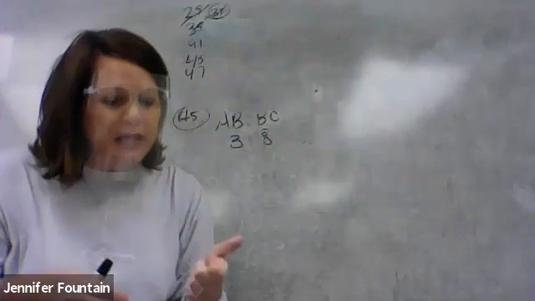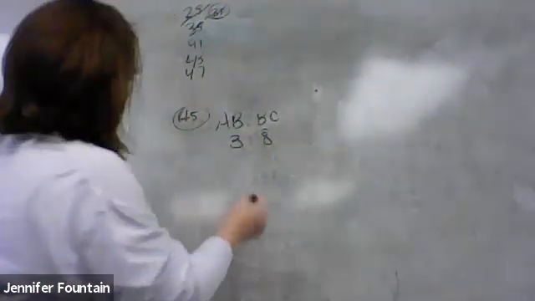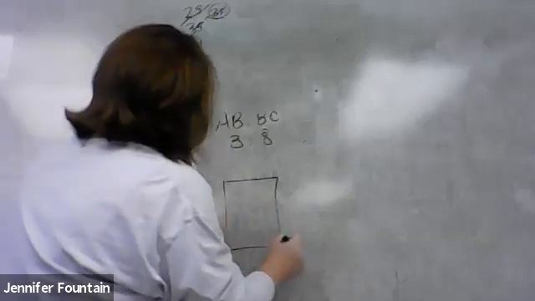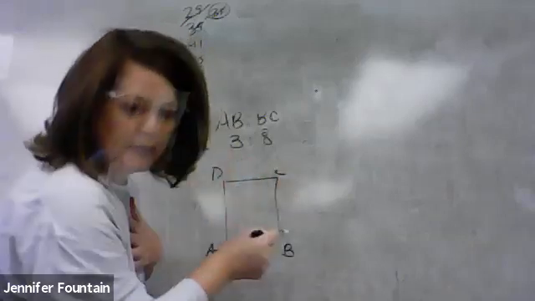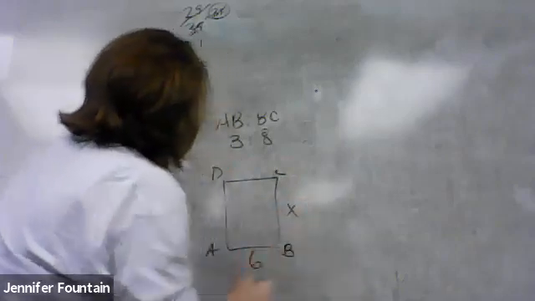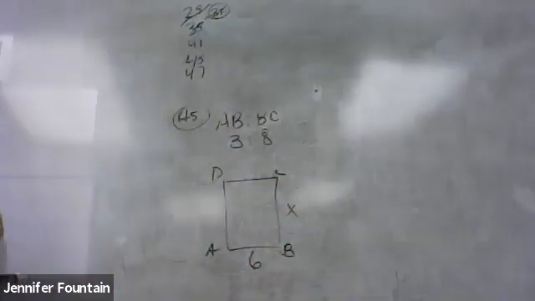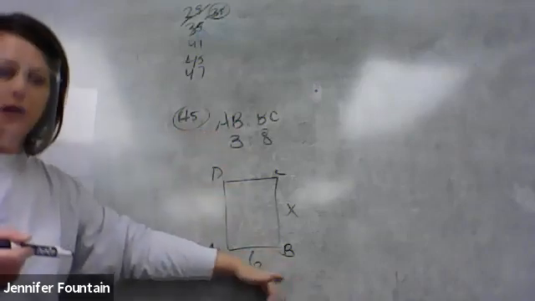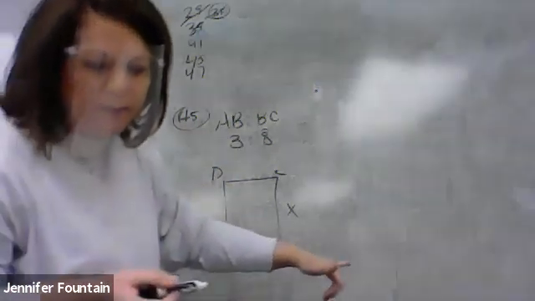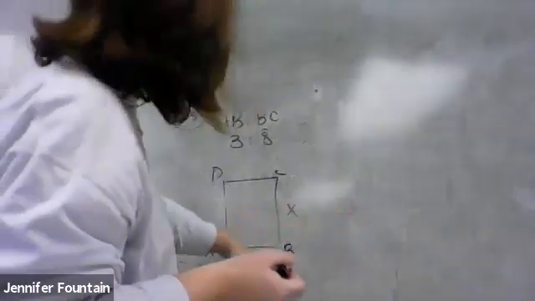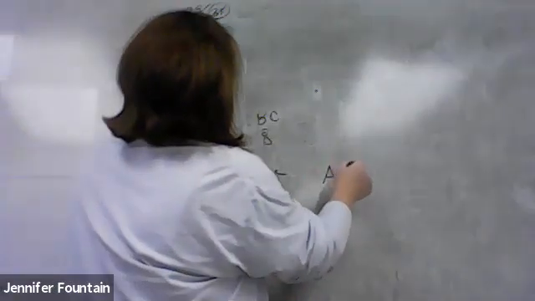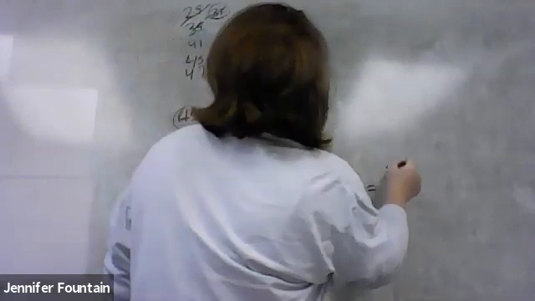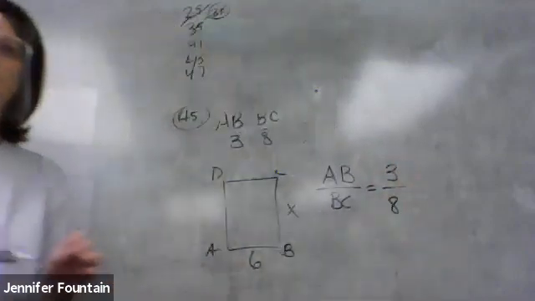Okay, and so when I look at my figure, I'll go ahead and draw it real quick, not to scale. And I have A, B, C, D. They said this is X and this is 6. Okay. So notice they said A to B is 6, right? So if I have A to B over B to C is equal to 3/8. Is everybody good with that?